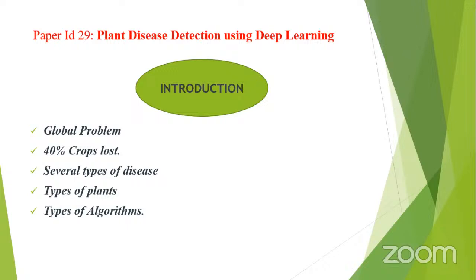For plant disease, our crops lose 40% of their production. And now we talk about several types of disease, types of plants, and types of algorithms.